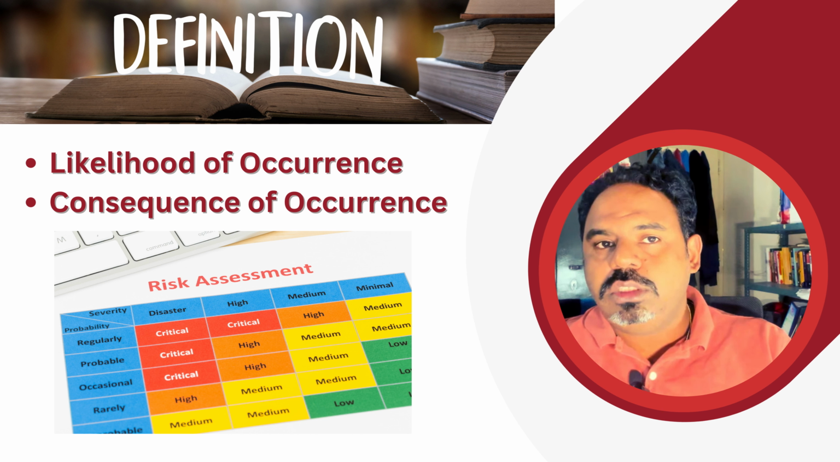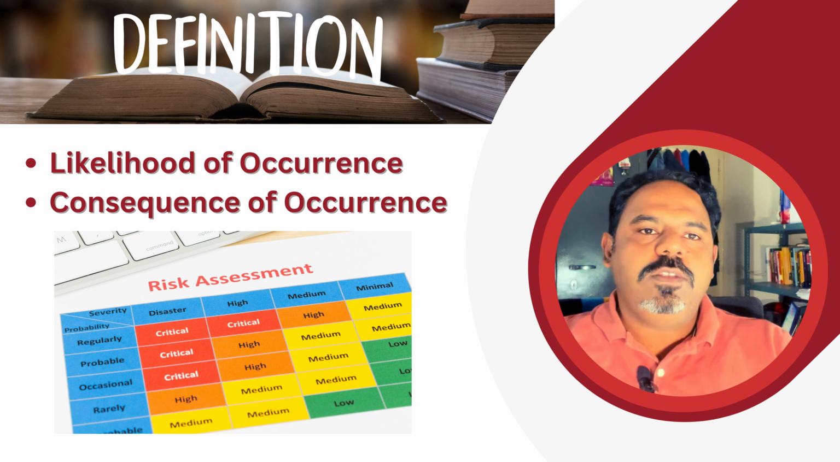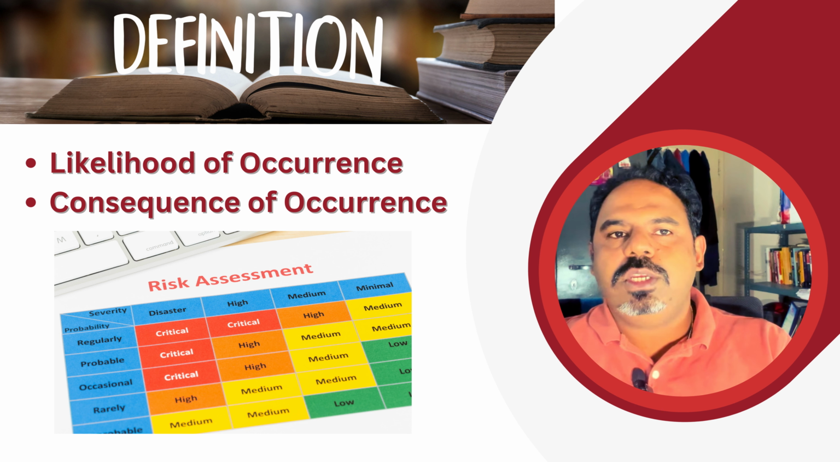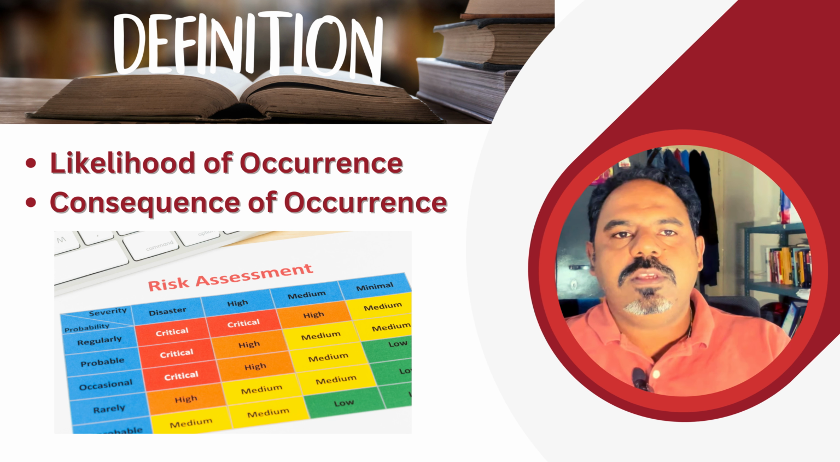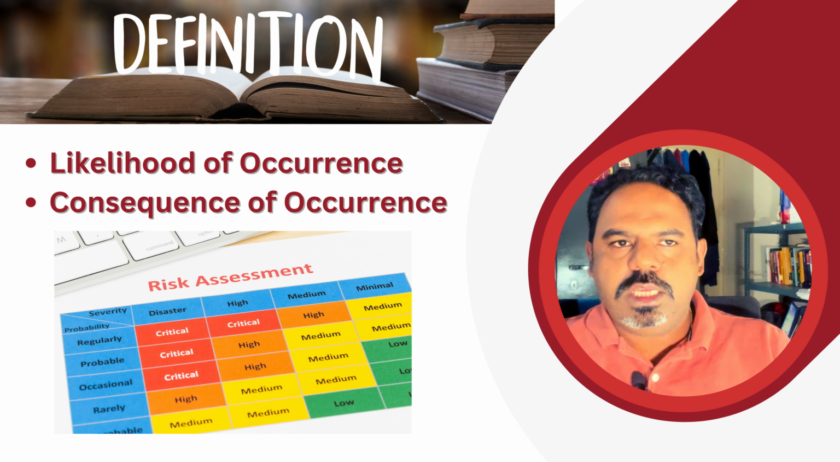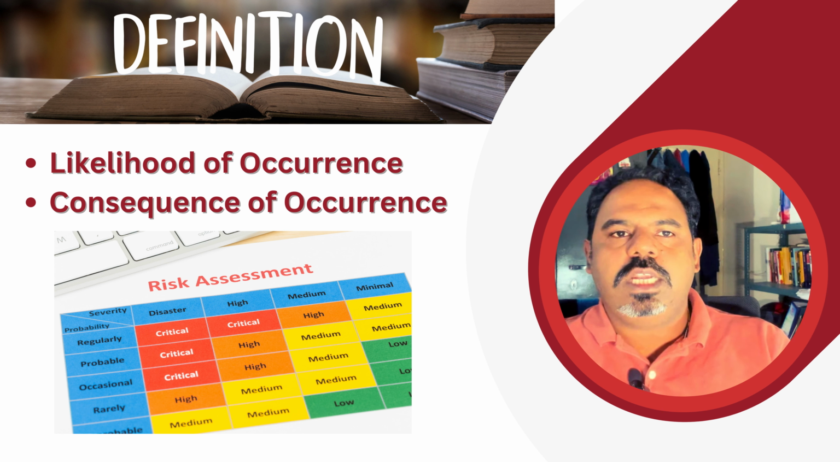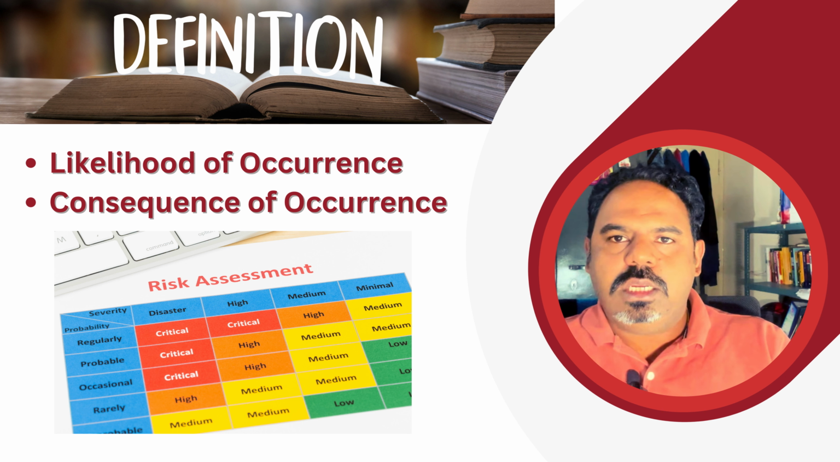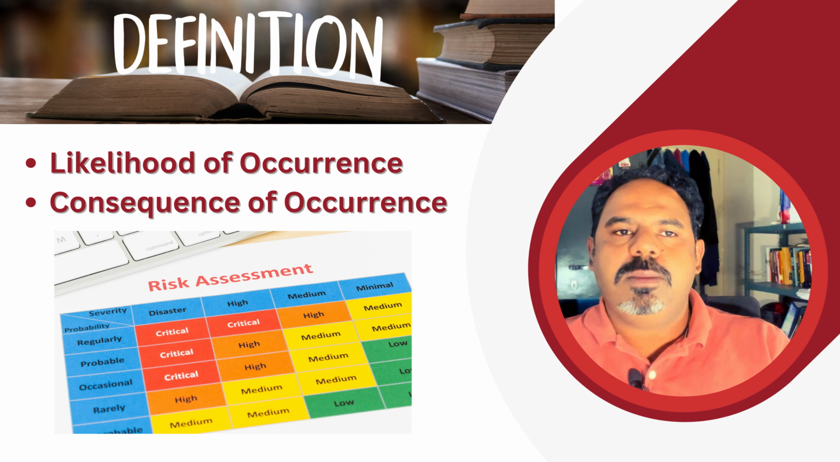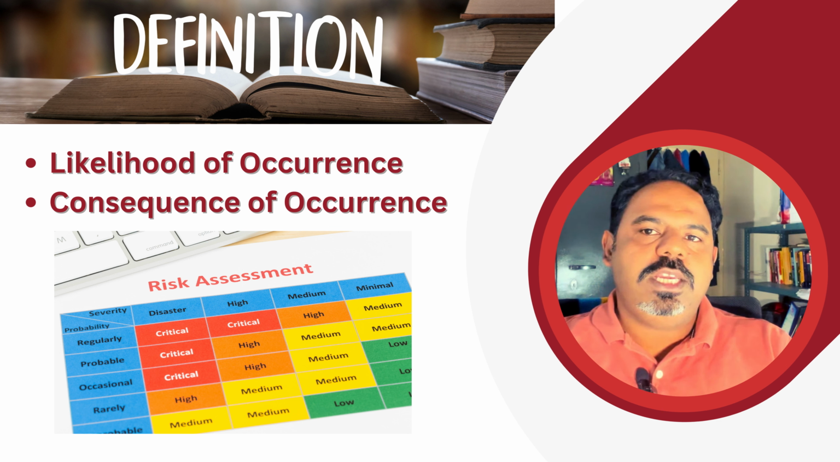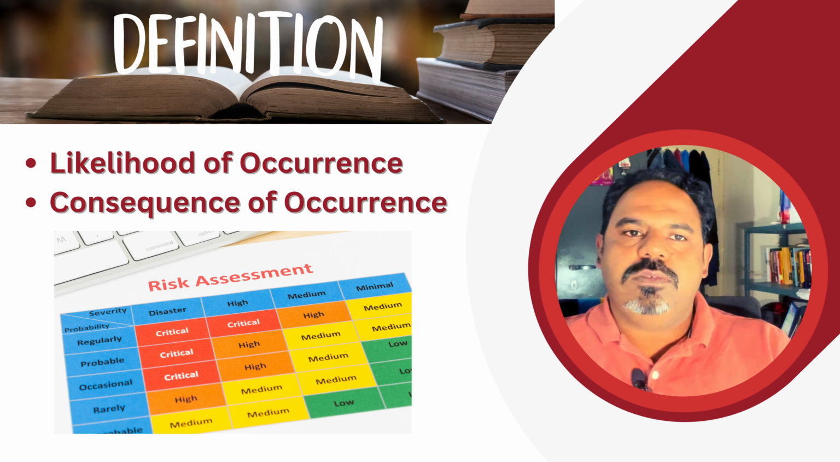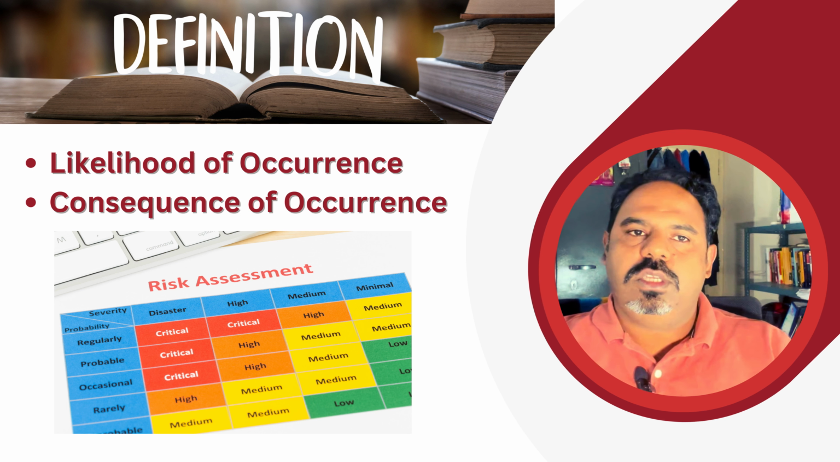Then we have consequence of occurrence. It is the severity of the potential negative effect in the event of hazard occurrence. Basically, it means in the event the hazard occurs and all the things that can go bad happen, what will be the impact of a worst case consequence? Now, for HIRA of construction activities, we consider worst case consequence and not the best case consequence.